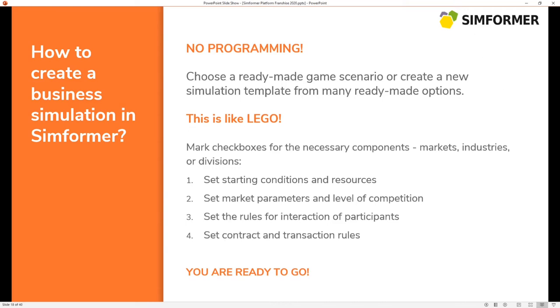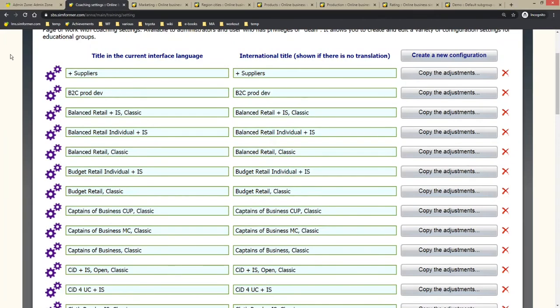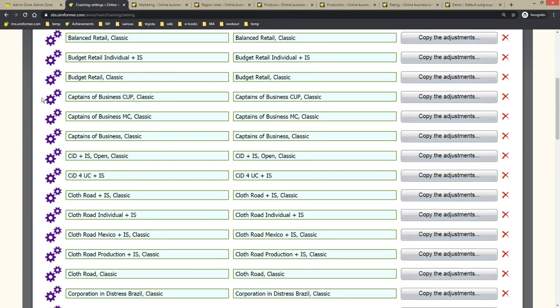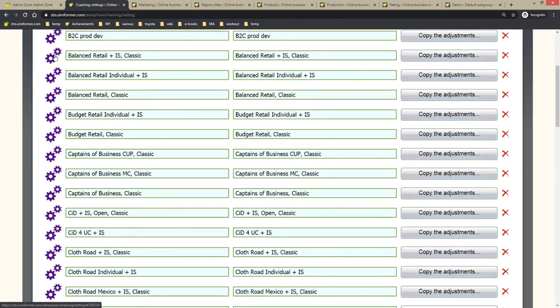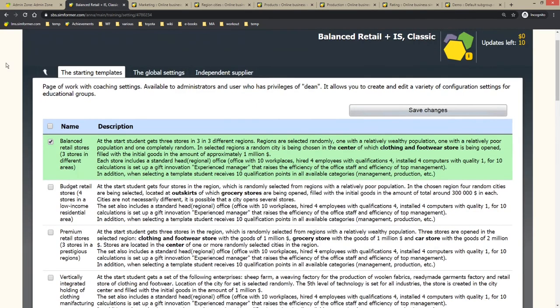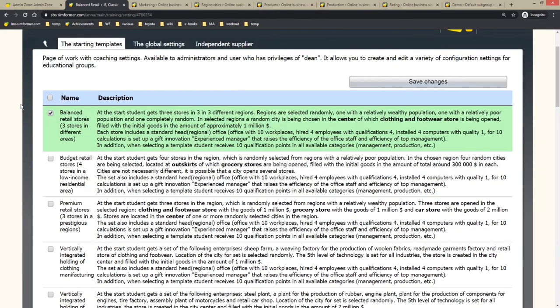Let's take a look. When you access the admin zone, what you can see is already a certain set of business games available. If we choose one of these games, for example, we can see that on the first step, we can access all the starting templates.